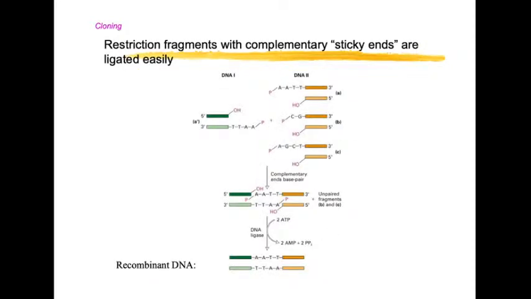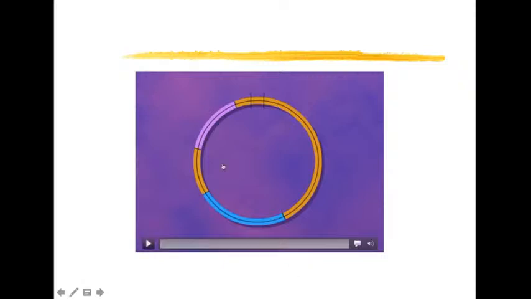Restriction fragments with complementary sticky ends are ligated easily. You can see here TTAA, then OH on top, then you have DNA2. It has 3 different types of complementary DNA which could ligate to that DNA1, but the one that is most prominently going to add is the first one, A1. The complementary base pairs and the unpaired fragments B and C. Then you have DNA ligase, 2 ATP, 2 AMP, 2 PPi, and you have a recombinant DNA at the end. So let's watch a small video about restriction enzymes.